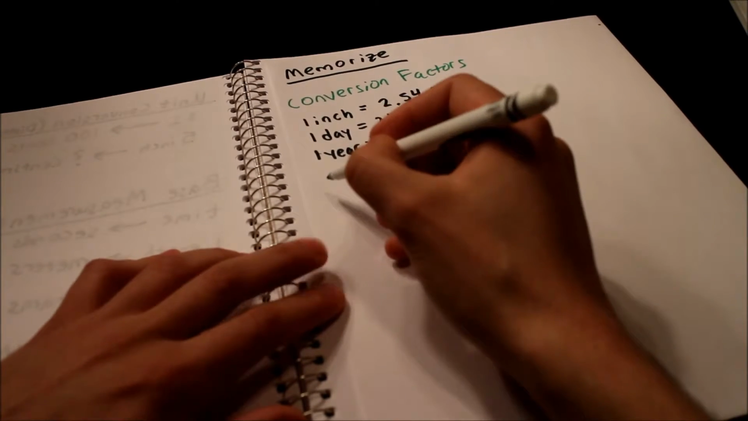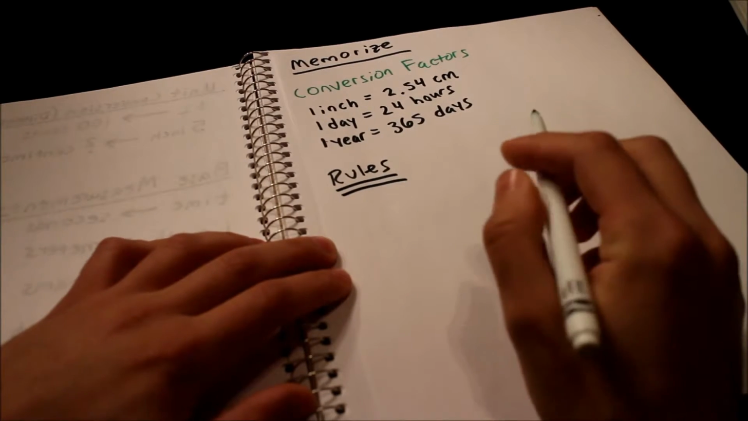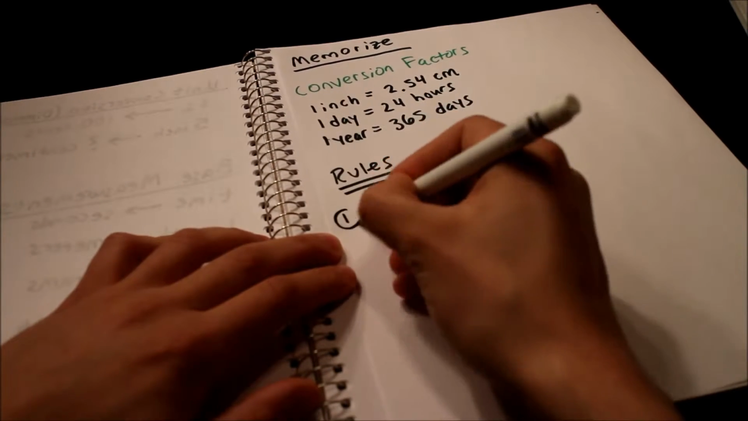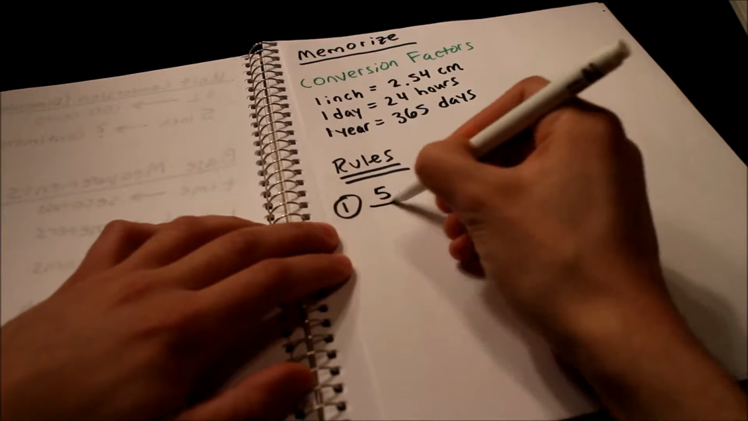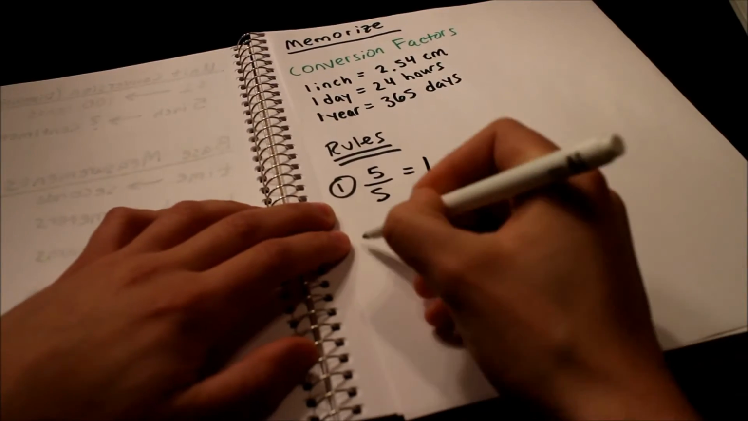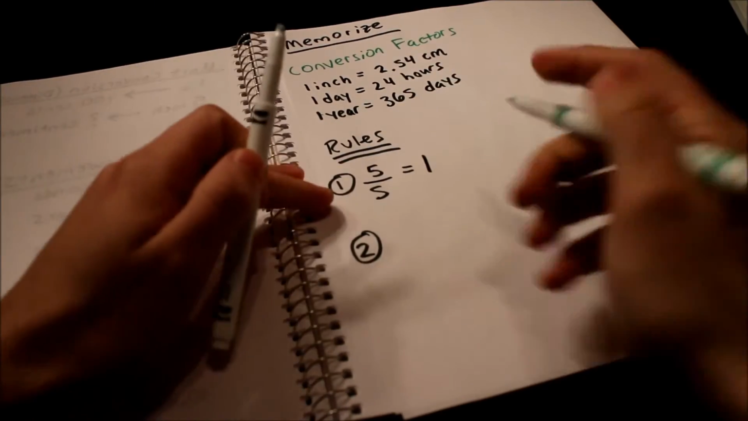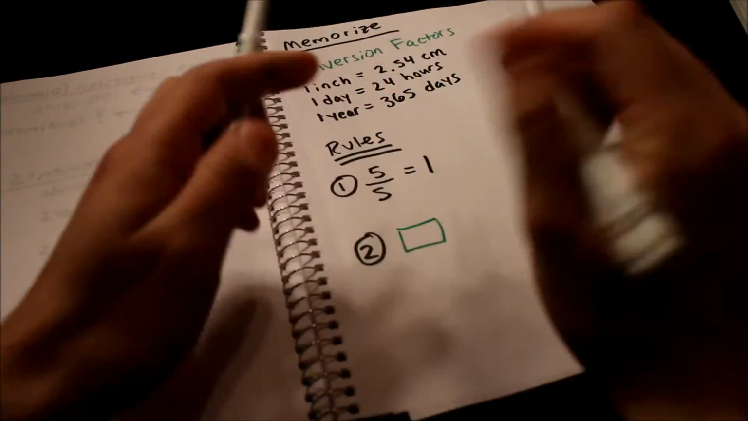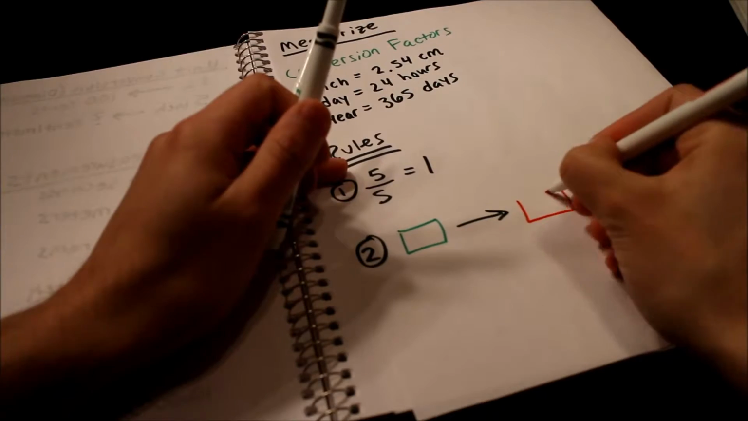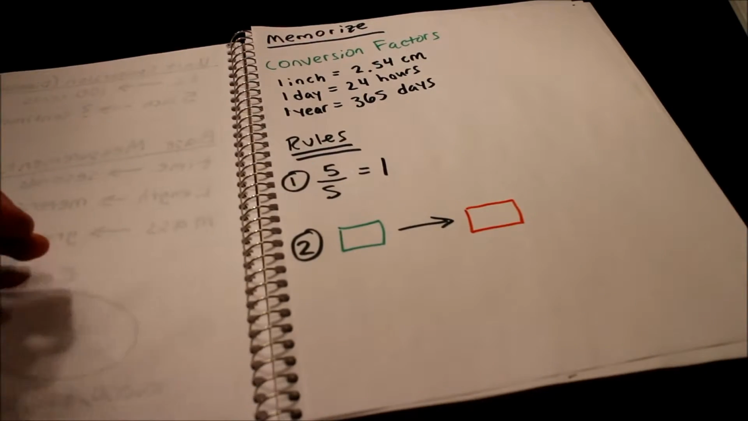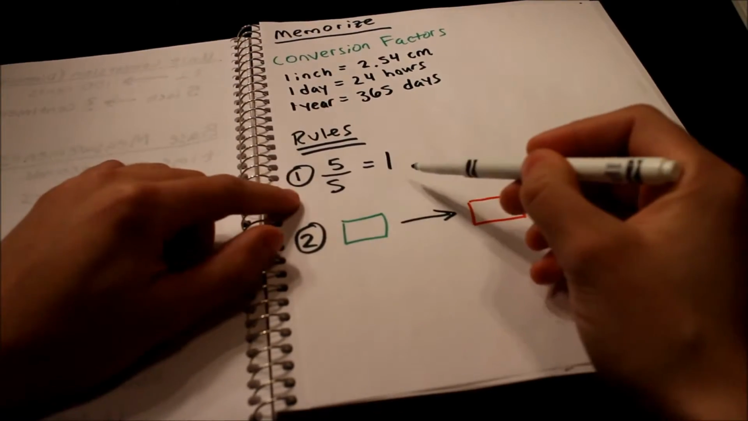Now let's look at some rules real quick. Rules of the game. This is basically how it works. If you understand these two things, you will understand dimensional analysis solidly. So the first thing is 5 over 5 equals 1. The second thing is this. If you understand these two things, you're going to be a great unit converter. All right, so let's look at the first thing. I'll explain this in a second. So 5 over 5 equals 1.